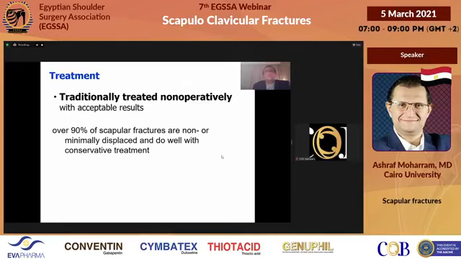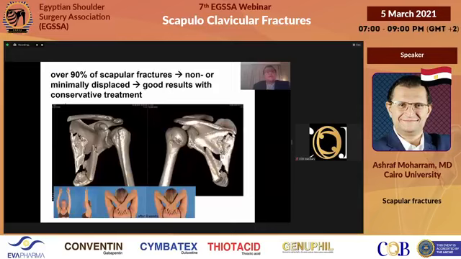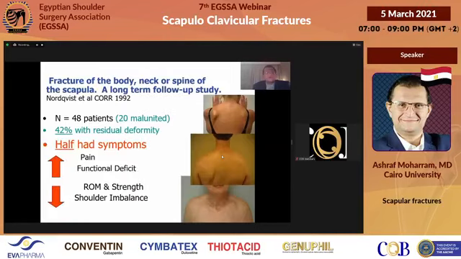Traditionally, these fractures are minimally displaced and are treated non-operatively in about 90% of these scapular fractures. And this patient had an extra-articular fracture of the body of the scapula, and this is 6 weeks post-injury. She has almost full range of motion. That's why 90% of these fractures are non or minimally displaced and show good results.